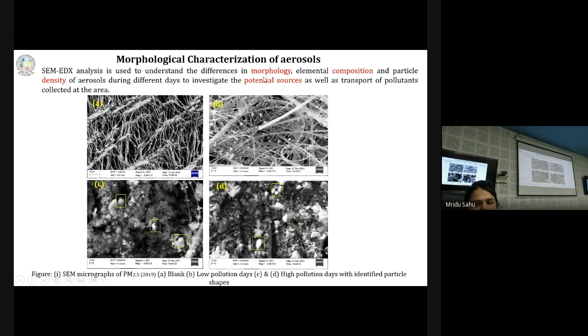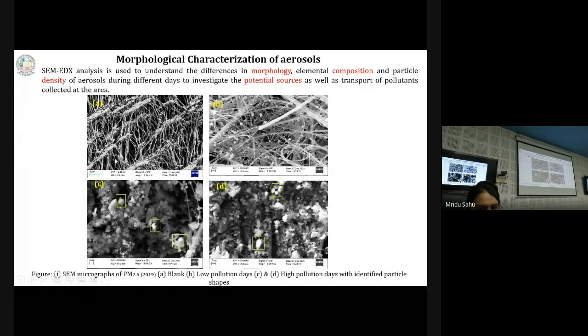In the morphological characterization of aerosol, it is done through SEM EDX. We understand the morphology, and we understand the composition. Composition can also be studied. Again, it will ultimately lead to the identification of the potential sources in that particular area.